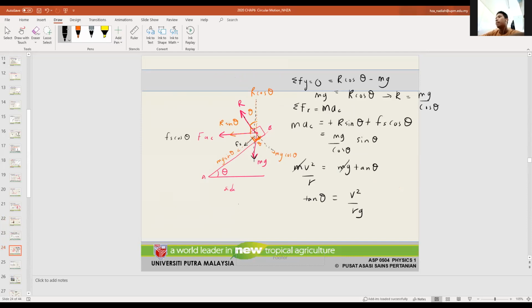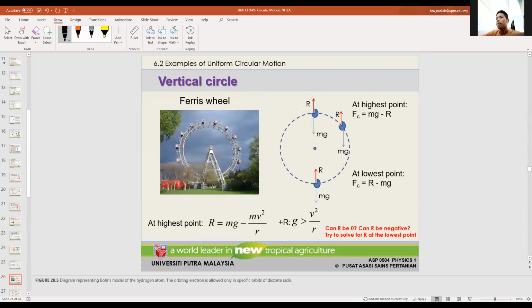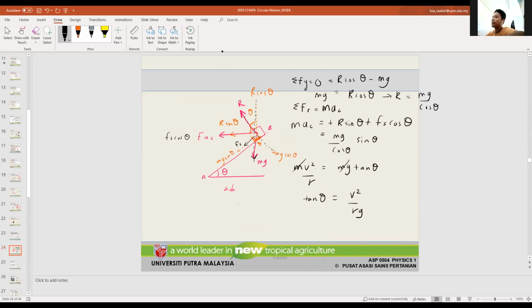Okay, right. So I'm going to move on. Alright, just now we talked about a car. Sorry to interrupt. For just now, we resolved the R. Is it because we want to get the forces perpendicular and parallel to the radius? Yes, we resolve the R because we want to know all the forces acting in the radial direction. Here, we know that our R has a component in the radial direction, but our mg does not have any in the radial direction.